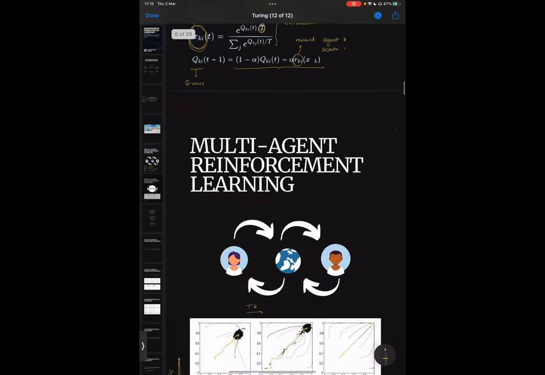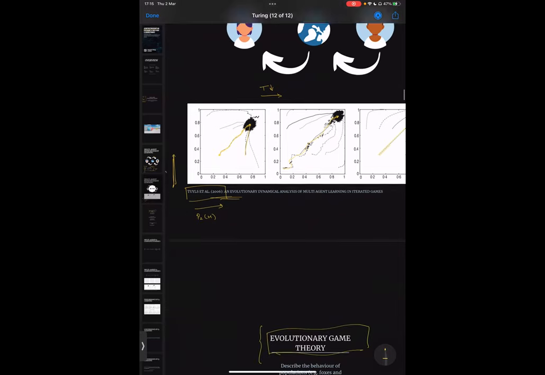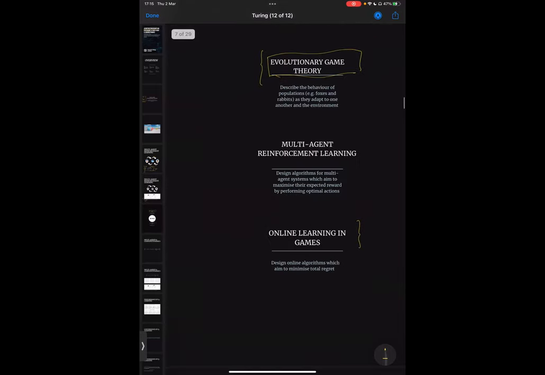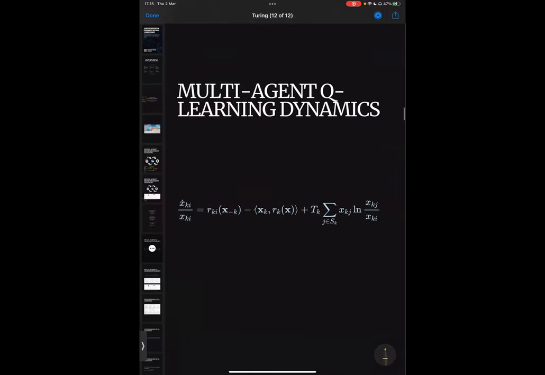So what the authors of this paper do is they actually derive that. They approximate the Q learning algorithm as a deterministic continuous time system, and they arrive at this ODE. This is what we're going to be referring to as the Q or multi-agent Q learning dynamic. Most of the time, I just abbreviate that to Q learning dynamic.